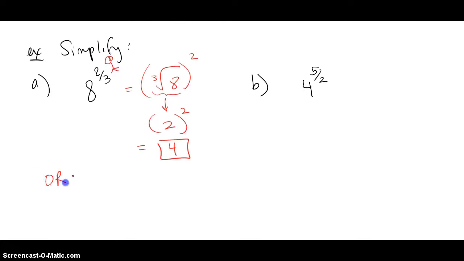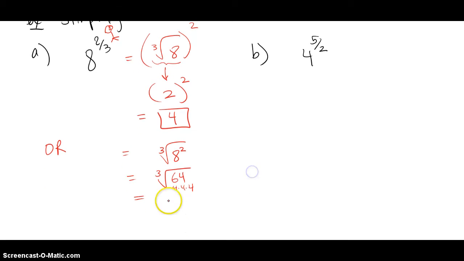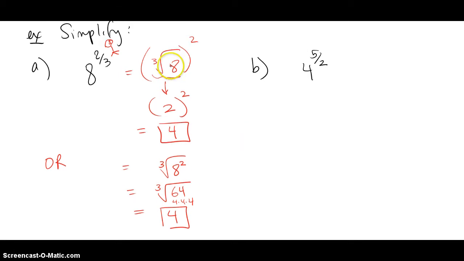Or you can think of it like this. Again, the root is 3 and the power is 2. You can put the power inside if you want, and if you put it inside, it becomes the cube root of 64. But remember, 64 is 4 times 4 times 4, and if I have 3 of them and it's a cube root, one of them pops out and I get the same answer as I did before. So whether you put the power under the radical or outside, it doesn't matter.